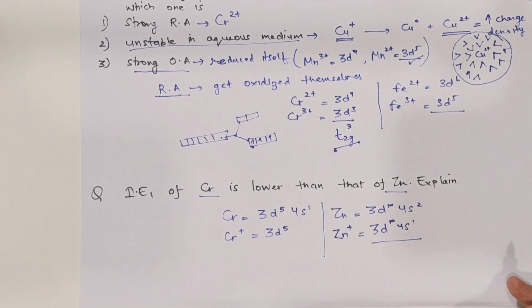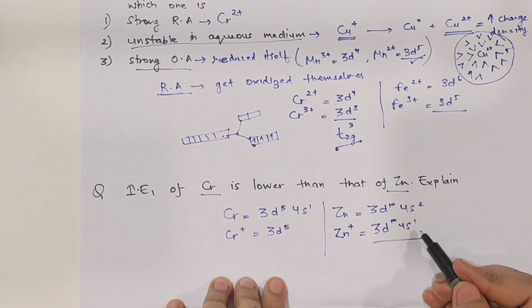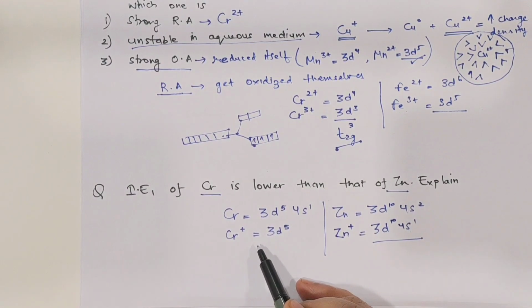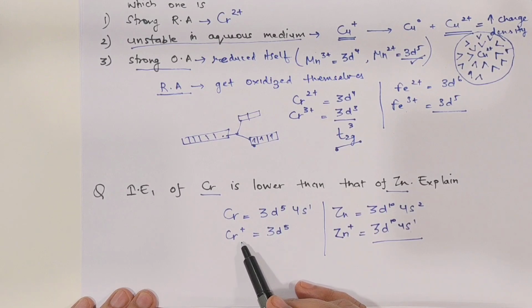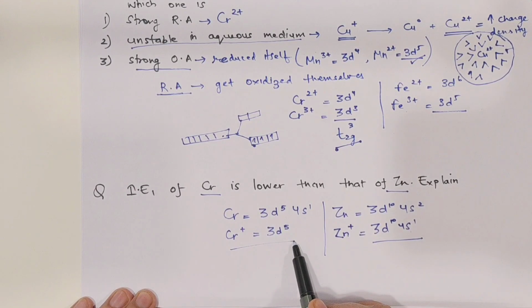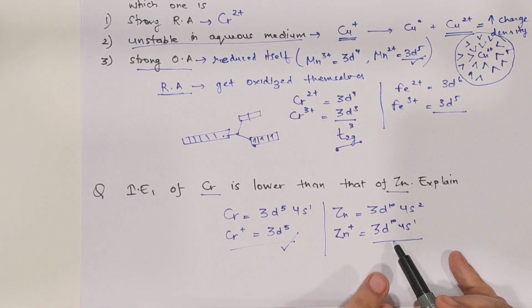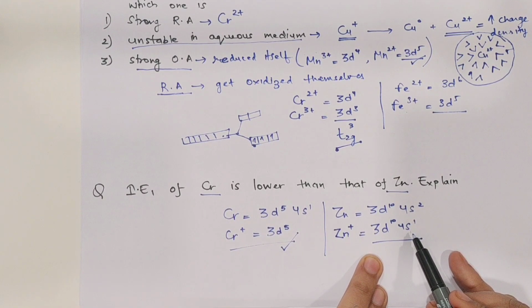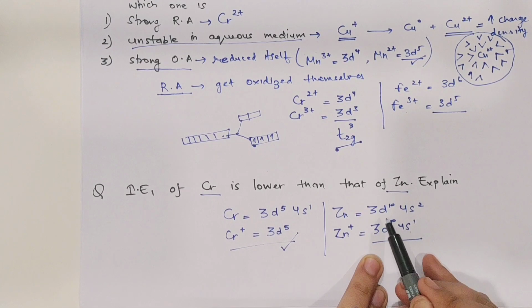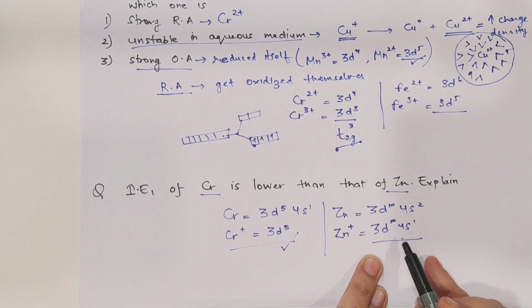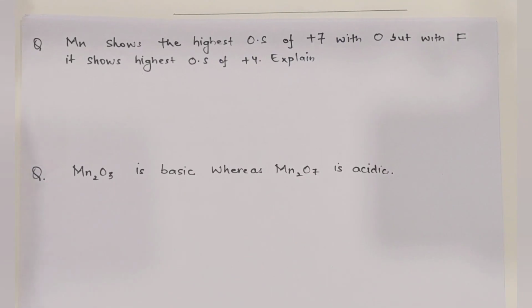Therefore, chromium plus is half filled, therefore very, very stable. This is still not completely filled. I mean, it is filled, but there is one more electron it would want to get rid of to attain a stable configuration. All right.